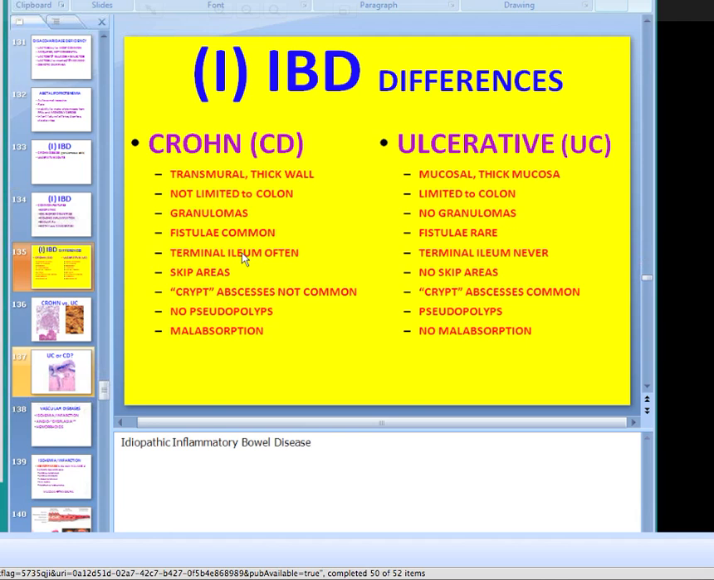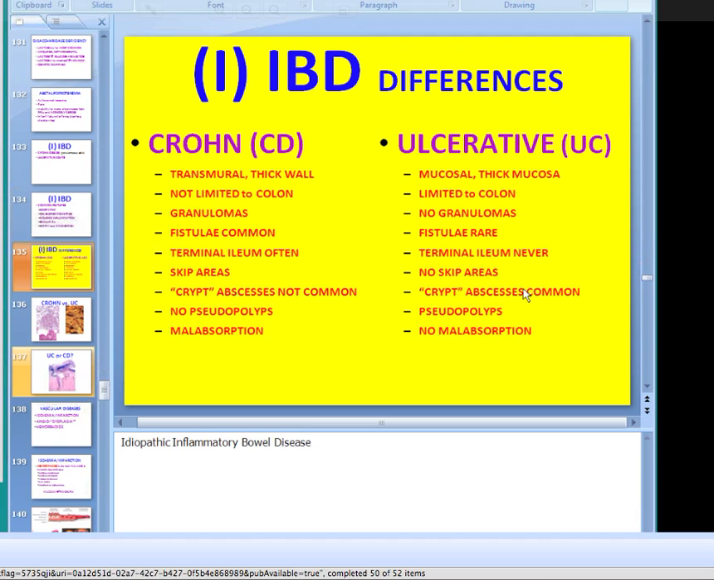The classical place for Crohn's disease is the terminal ileum, which is the small bowel, and for that reason, it was originally called regional ileitis, because it seemed to crop up most often in that regional part of the ileum called the terminal ileum. Crohn's disease also has skip areas. You could have an area of normal and abnormal. Ulcerative colitis is generally diffuse.